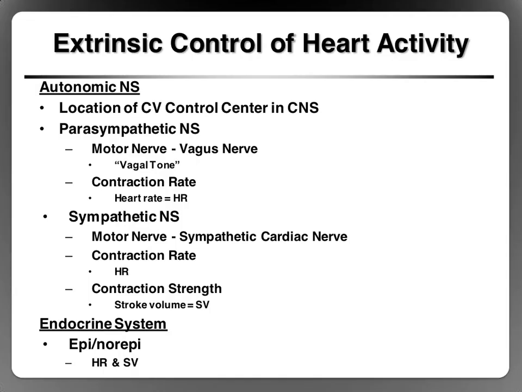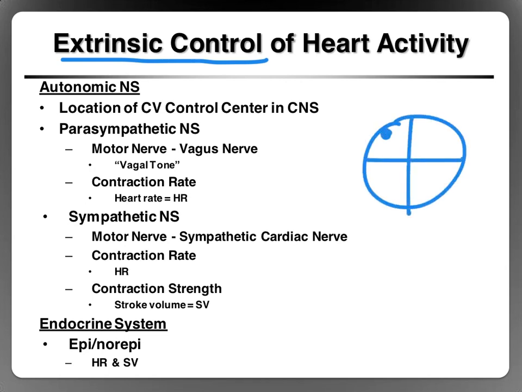Now the next thing we're going to talk about is extrinsic control of the heart. Like I told you, normally if you leave the SA node alone, and you don't connect any nerves to the heart and you just let the pacemaker do what it wants, it's going to beat 100 beats per minute. So 100 times per minute, it's going to spontaneously generate an action potential, and therefore the heart is going to contract 100 times per minute.